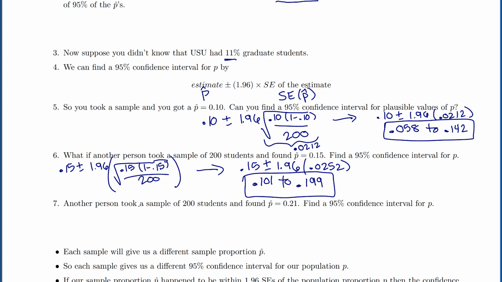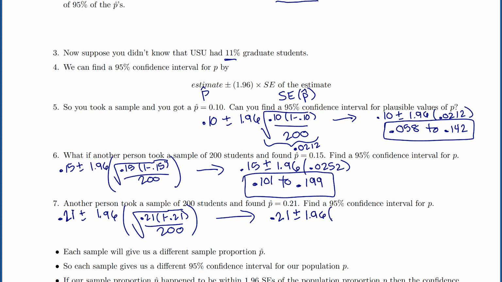But let's say another person took a sample of 200 students and found that p hat is 0.21. So let's find a confidence interval again. We'll do 0.21 plus or minus 1.96 times the square root of 0.21 times 1 minus 0.21 divided by 200, and we put all of that inside a square root. If I simplify that, it's 0.21 plus or minus 1.96 times, let's see, what was my standard error? 0.0288.